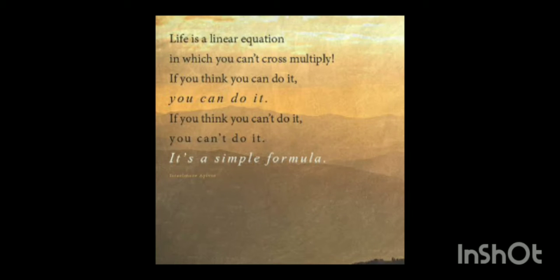Life is a linear equation in which you can't cross multiply. If you think you can do it, you can do it. If you think you can't do it, you can't do it. It's a simple formula.